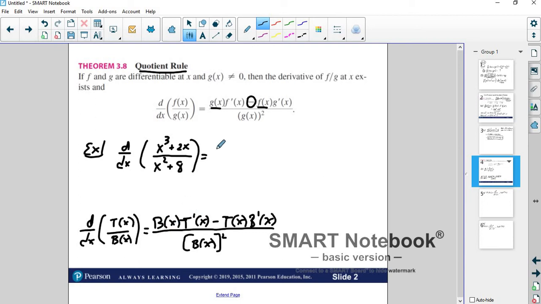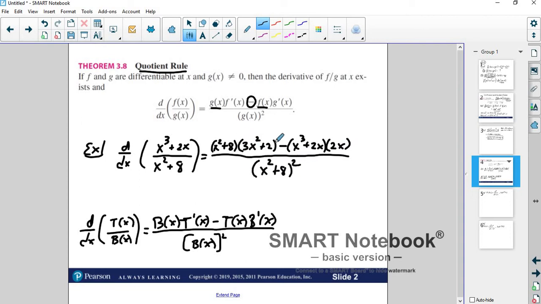So if we follow this rule, we take the bottom times the derivative of the top. The derivative of the top is 3x squared plus 2. Again, if you prefer to write them out in small functions over here, then do that. I'm just going about it the most direct route. So this is bottom times the derivative of the top. Now you take the top as it is, x cubed plus 2x, times the derivative of the bottom. The bottom derivative is just 2x plus 0. And then that's over the entire bottom squared.